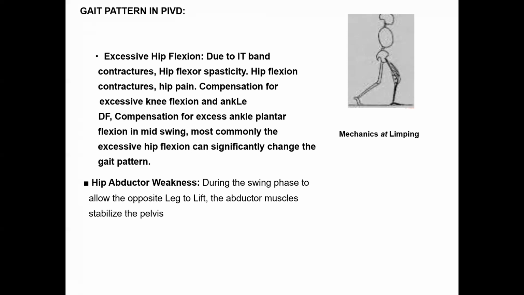Most commonly, the excessive hip flexion can significantly change the gait pattern. Hip abductors weakness. During the swing phase, to allow the opposite leg to lift, the abductor muscles stabilize the pelvis.